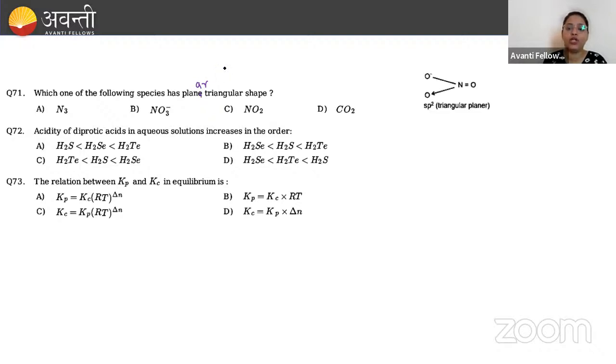So here the molecule NO3 minus, you can see it is triangular planar in shape. So this is the molecule which will have the shape triangular planar. Okay, planar, triangular.